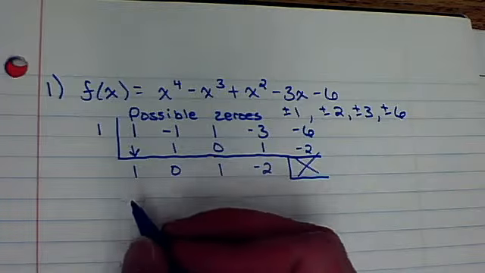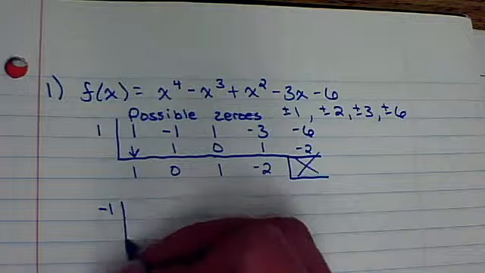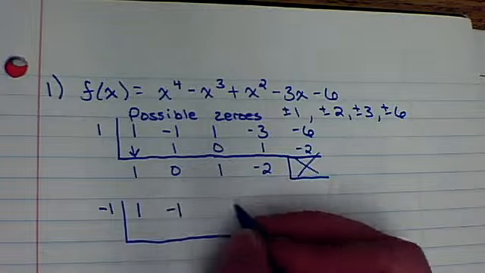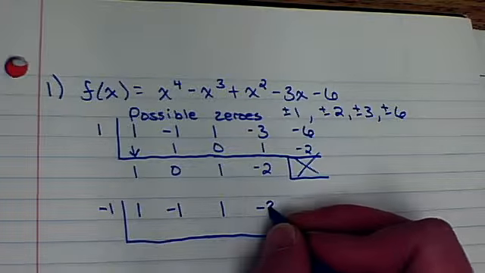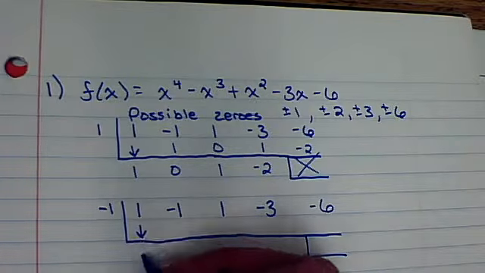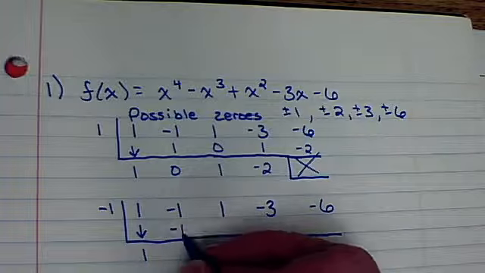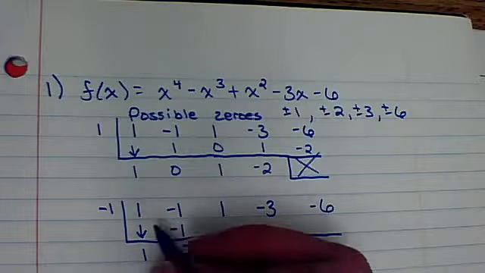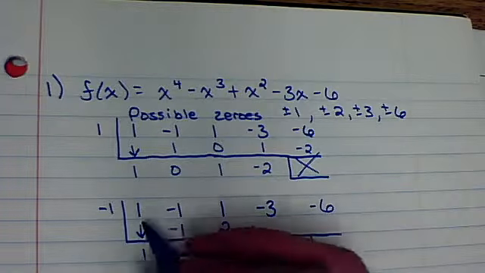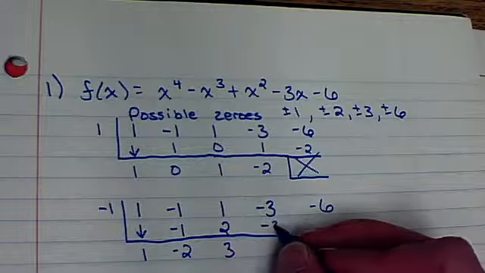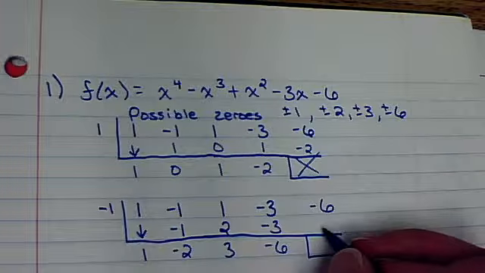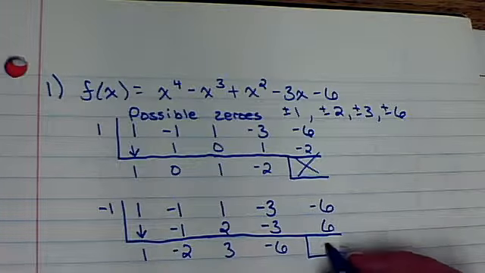Let's try another one. What if we try negative 1? Okay. X to the 4th, x cubed, x squared, x, and the constant. Alright, just make sure I wrote it down right. 1 times negative 1 is going to be negative 1. Add and I get a negative 2. Negative 2 times negative 1 is going to give me a 2. 1 plus 2 is 3. 3 times negative 1 is going to give me a negative 3. Add, I get a negative 6. Negative 6 times negative 1 is going to give me a positive 6. Add, and I get a 0.